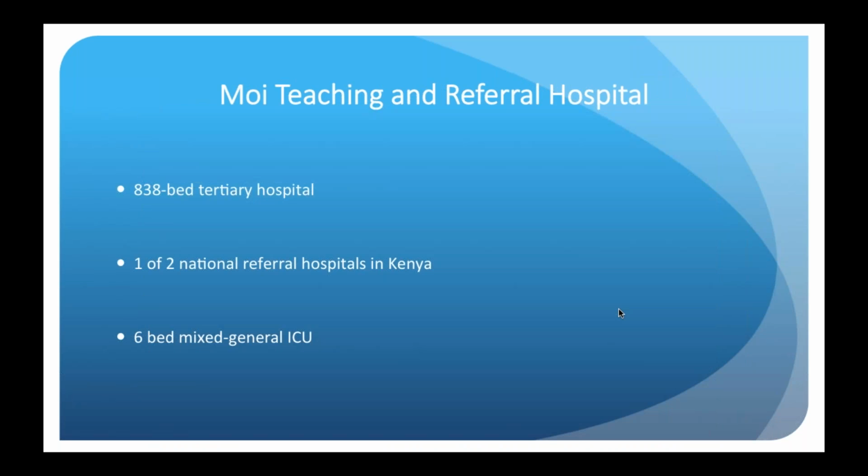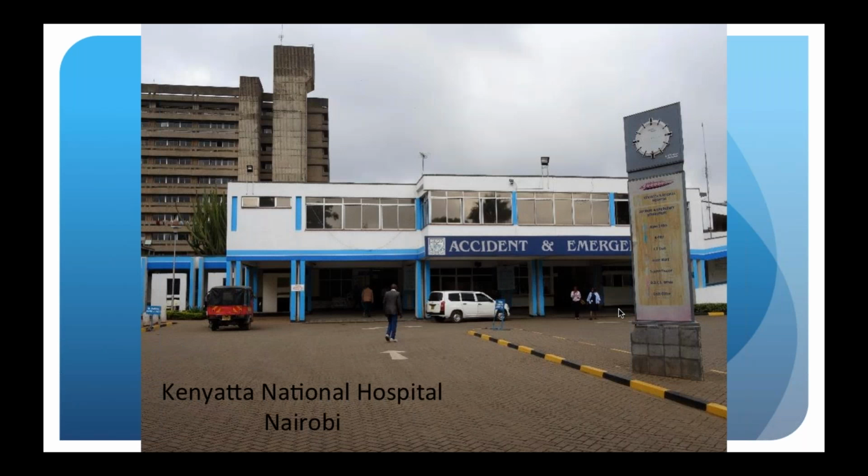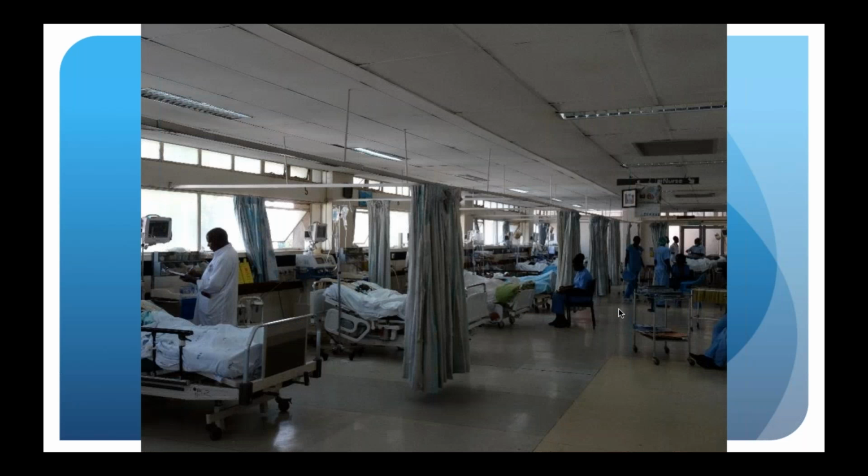It's an 838 bed tertiary hospital. There are surgeons there, various specialties there. There's a university there with undergraduate education, which are medical students essentially, and various residencies. And they actually do have a 6-bed ICU at this hospital. So this is Kenyatta National Hospital in Nairobi. And this is their ICU.